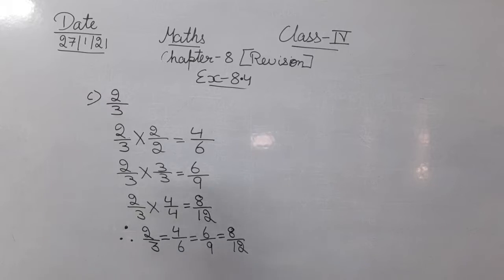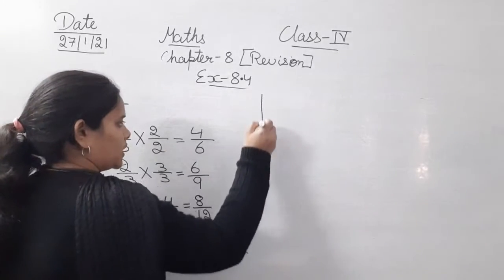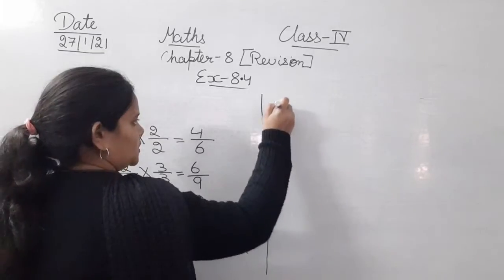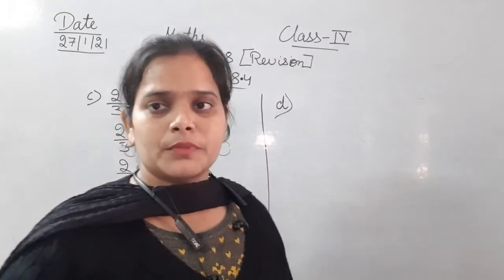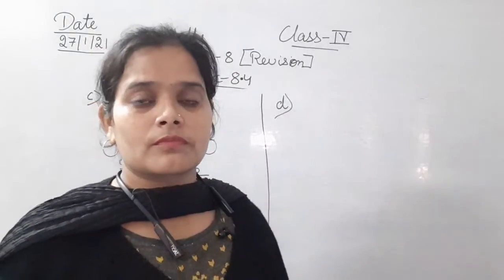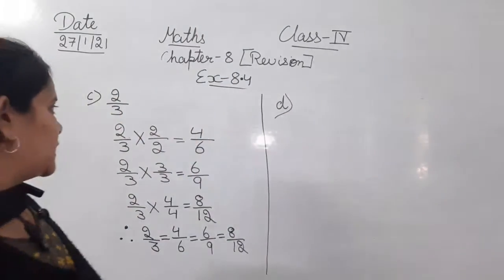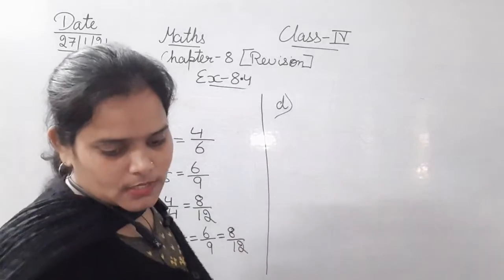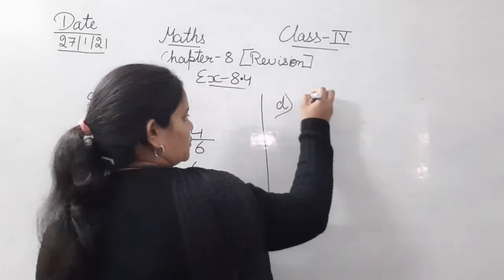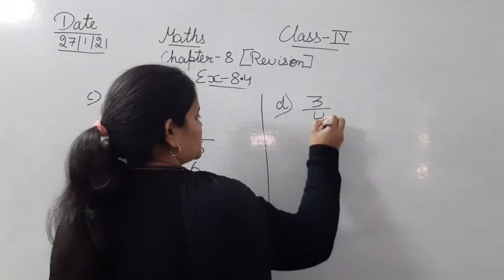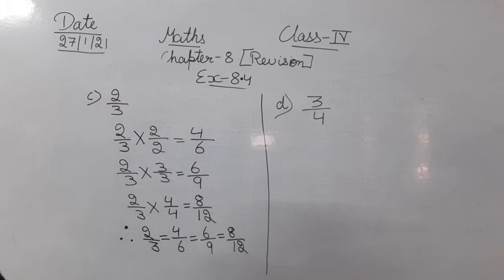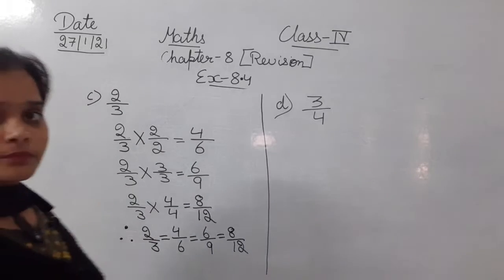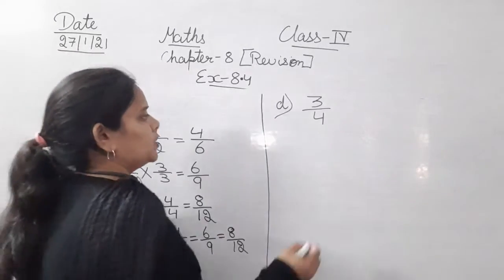Now let's move to the D part of sum number 1. This is the last part from the same sum. So the D part is 3 upon 4. Now we have to find the next 3 equivalent fractions to 3 upon 4.